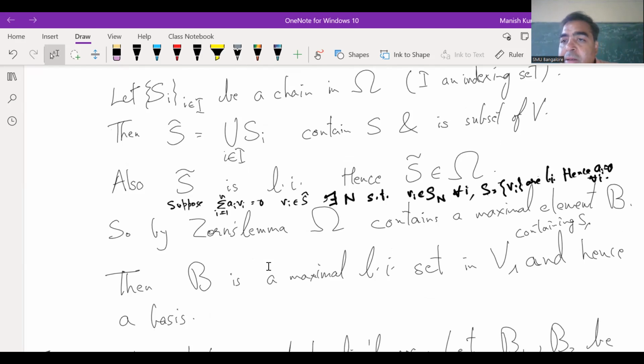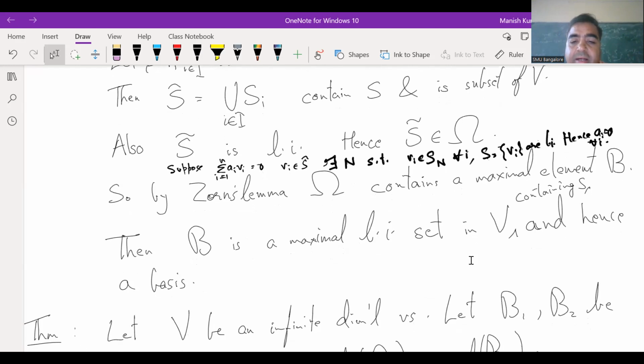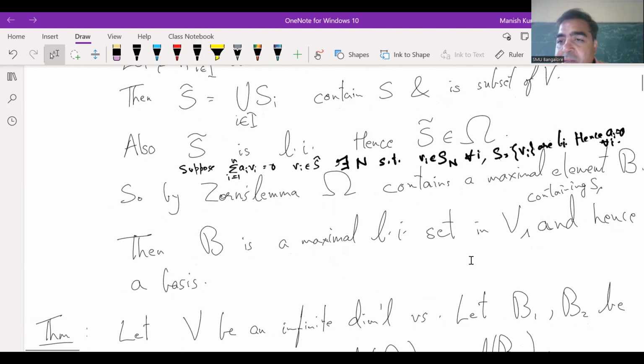Okay. Makes sense, everyone? Yes, sir. Okay. So next, last time we showed that any 2 bases have the same cardinality if the vector space is finitely generated. The same is true for infinite dimensional vector spaces as well. So maybe I'll give you a proof for the infinite dimensional case today.